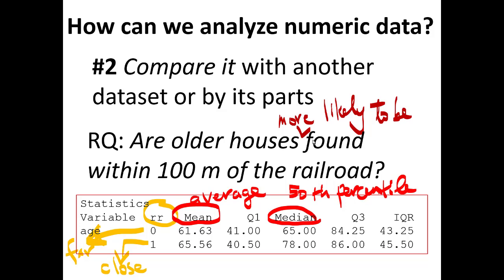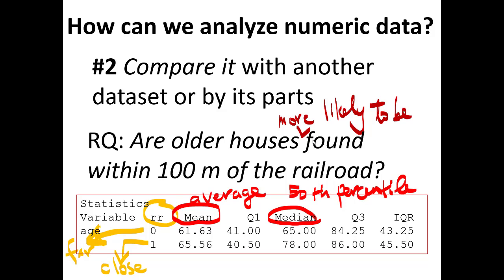But if we just think in terms of your garden variety mean or average, here we see that places that are further away are 61.6 years of age. So let's round that up to 62. And places that are within 100 meters are pretty close to 66 years of age. So, on the surface, this suggests that places that are further away tend to be newer or younger than places closer to the railroad.